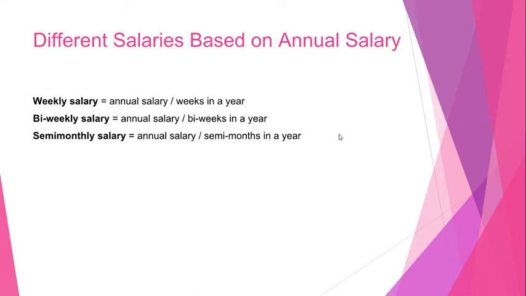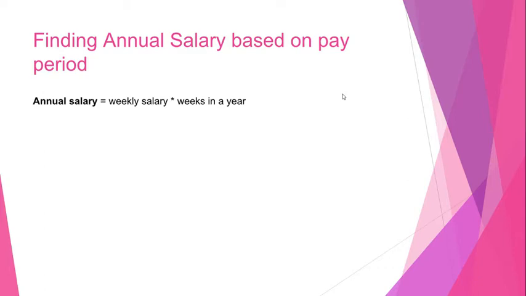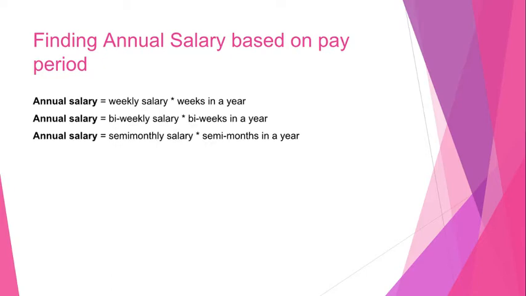Finding annual salary based on pay period. If you're trying to find out how much you're going to make in a year, and you know how much you make in a week, you're going to take that weekly salary and multiply it by the weeks in a year. If you are getting paid bi-weekly, you're going to take your bi-weekly salary and multiply by the number of bi-weeks in a year. If you're getting paid semi-monthly, you're going to take your semi-monthly salary and multiply by the semi-months in a year. If you're getting paid monthly, you take your monthly salary and multiply by the months in a year.